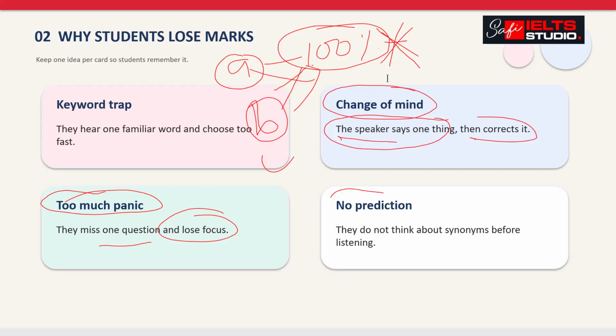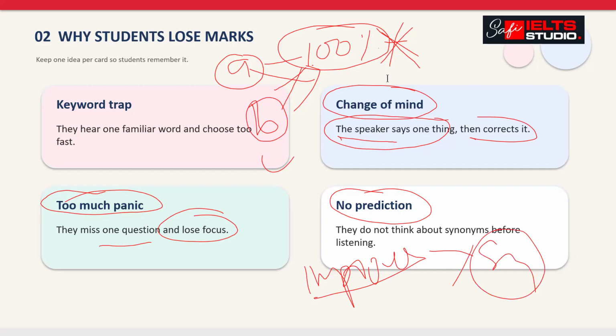And the next problem, students make the mistake of no prediction. They do not think about synonyms before listening. Always keep in your mind, what if they have written improve? So do not think that the speaker would say improve. Always think about the synonyms. The examiner can use different synonyms, like he can say enhance, he can say boost. So when you predict your answers before the listening starts, it helps you find the correct answer. But what if you don't predict before the speaker starts? Then you may quite easily lose your marks.